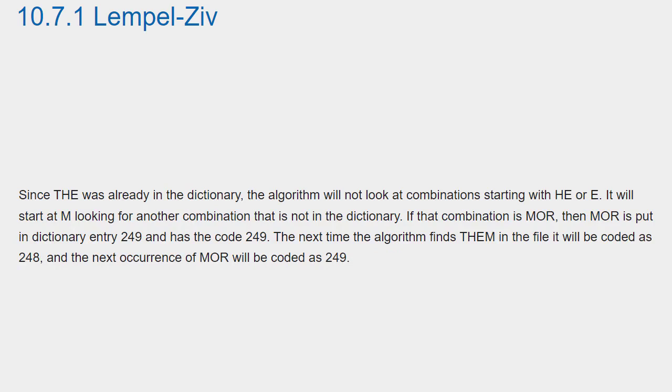Since THE was already in the dictionary, the algorithm will not look at combinations starting with HE or E. It will start at M, looking for another combination that is not in the dictionary. If that combination is MOR, then MOR is put in dictionary entry 249 and has the code 249. The next time the algorithm finds THEM in the file, it will be coded as 248, and the next occurrence of MOR will be coded as 249.